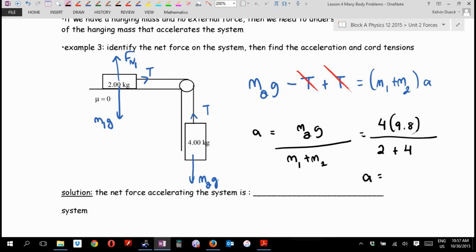Let's see if I can do this in my head, though. It's going to be 4 times 9.8 divided by 6. That's the same as 2 times 9.8 divided by 3. 2 times 9.8 is 19.6, divided by 3 is going to be 6.6? 6.5. It's the pirate wig. 6.5 even? Units. It's an acceleration.